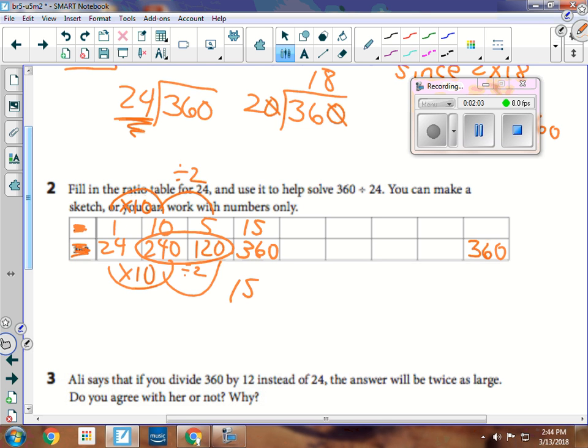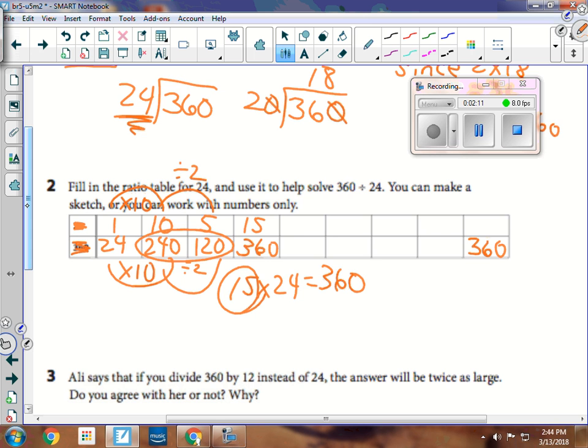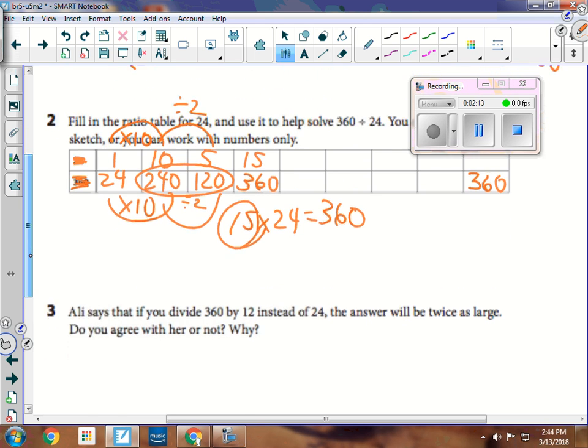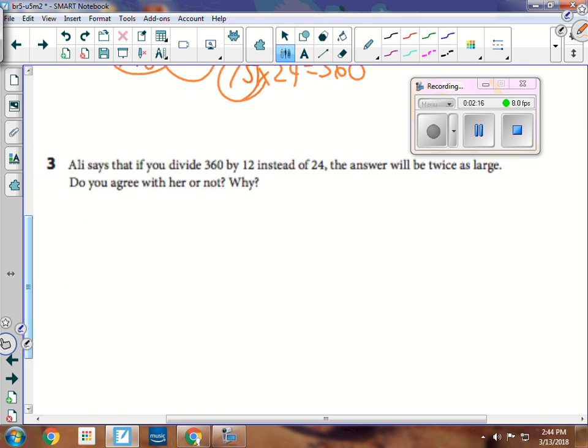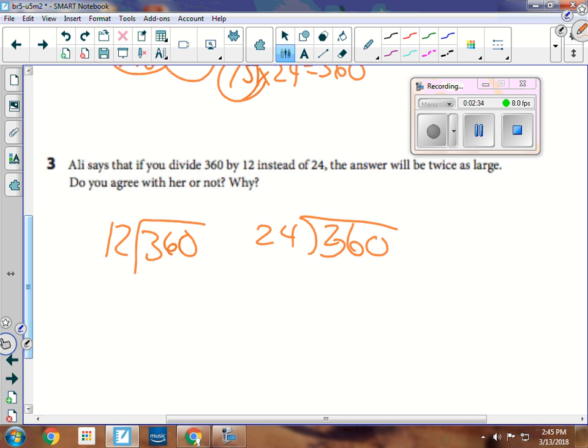So here's what I know. 15 times 24 equals 360. There's the answer, 15 of those. My estimate was about 18, and the real answer is 15. All right, Allie says, if I divide 360 by 12 instead of by 24, the answer will be twice as big. Do you agree? In this, you could solve it. You've got this or this. They're saying this answer here is going to be 2 times bigger than whatever is over here.